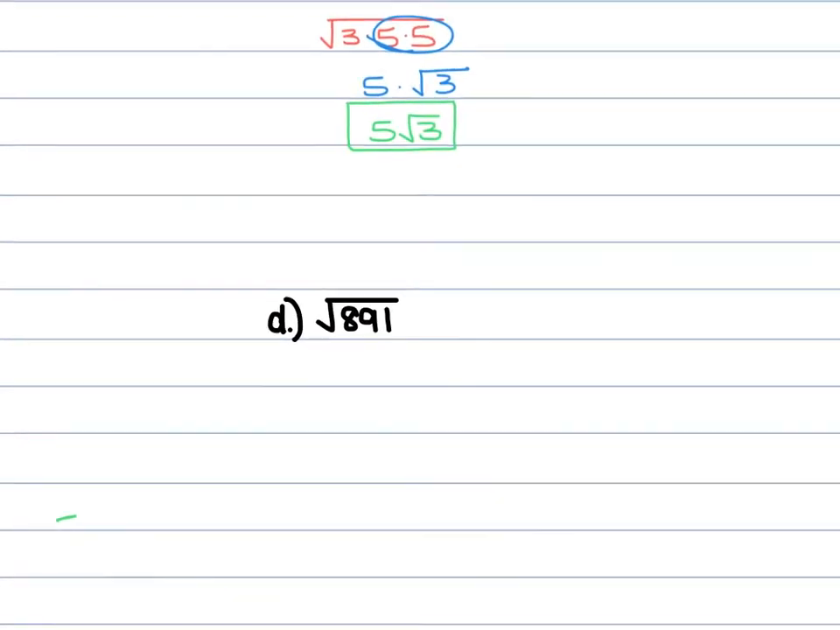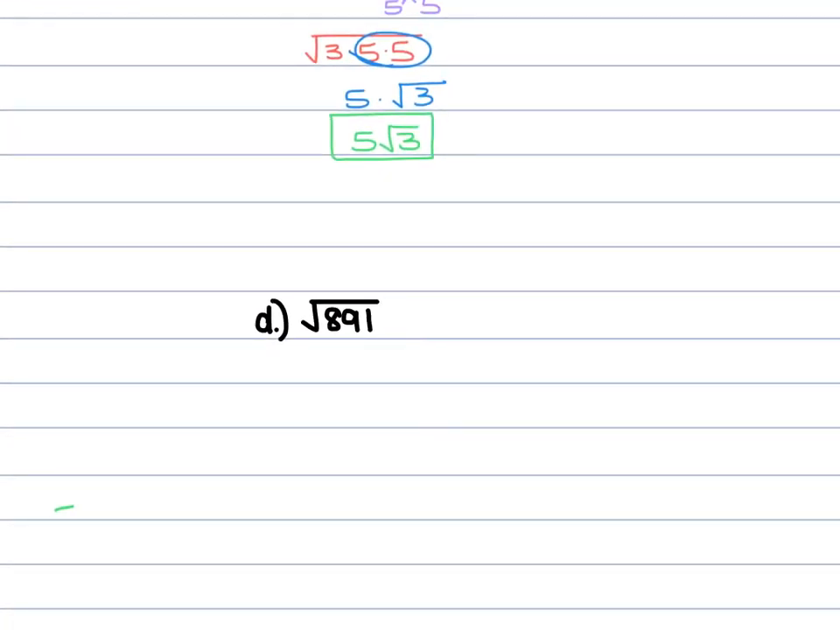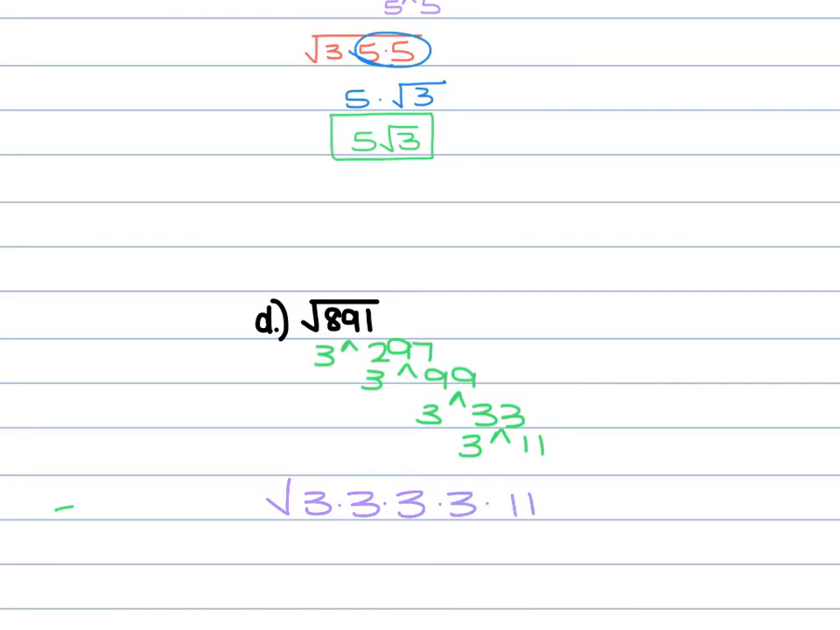If we look at example D, we have the square root of 891. So 891 is 3 times 297. The 297 is 3 times 99. The 99 is 3 times 33. The 33 is 3 times 11. 11 is a prime number, so we're going to rewrite this as the square root of 3 times 3 times 3 times 3 times 11.